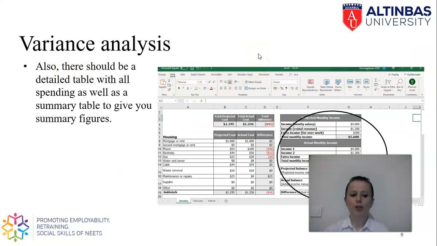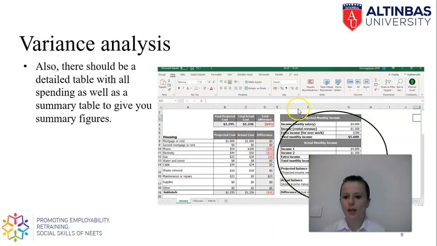Also, another important part is that on the left side, we have a detailed budget. This is important to analyze each month so we can improve the next month's budgets as well as our actual results. However, it is also important to have a summary table. That's why in here we have two different sides. On the left side, I have the cost items. At the top of the sheet, you see the total projected cost and total actual cost. So this part is for my cost.